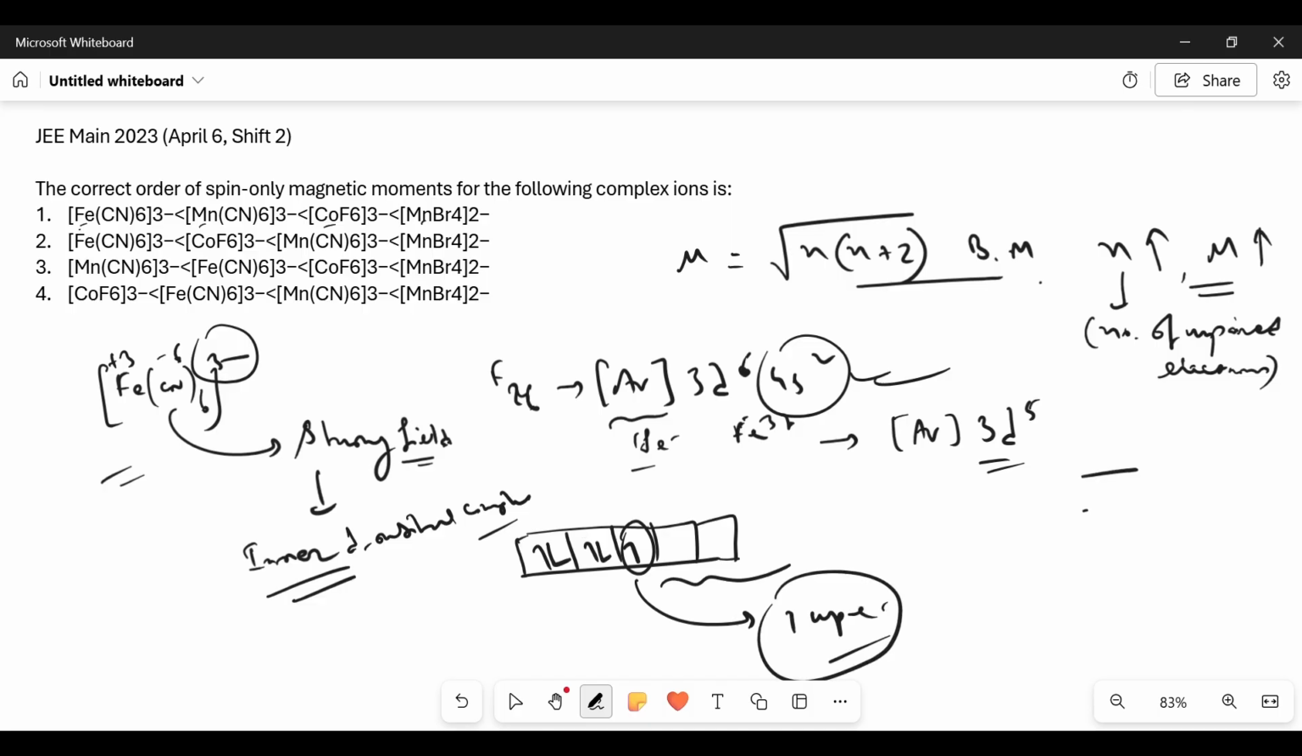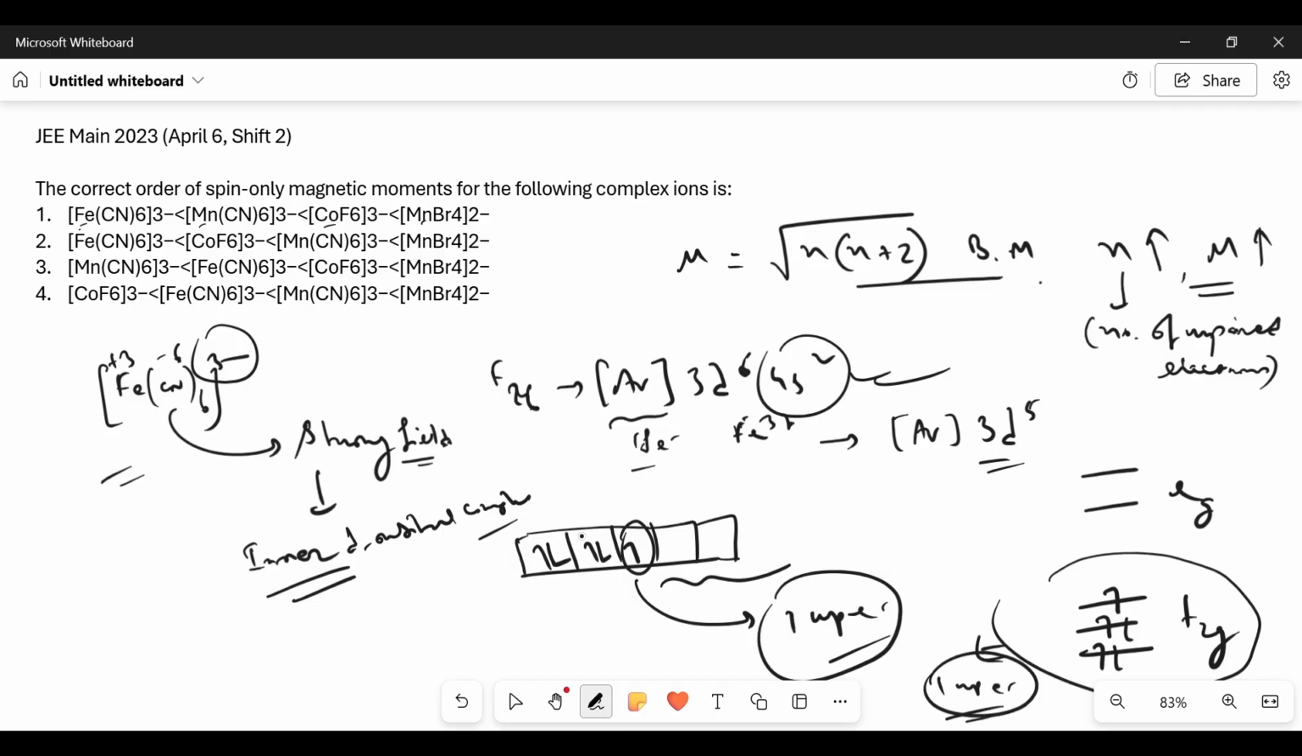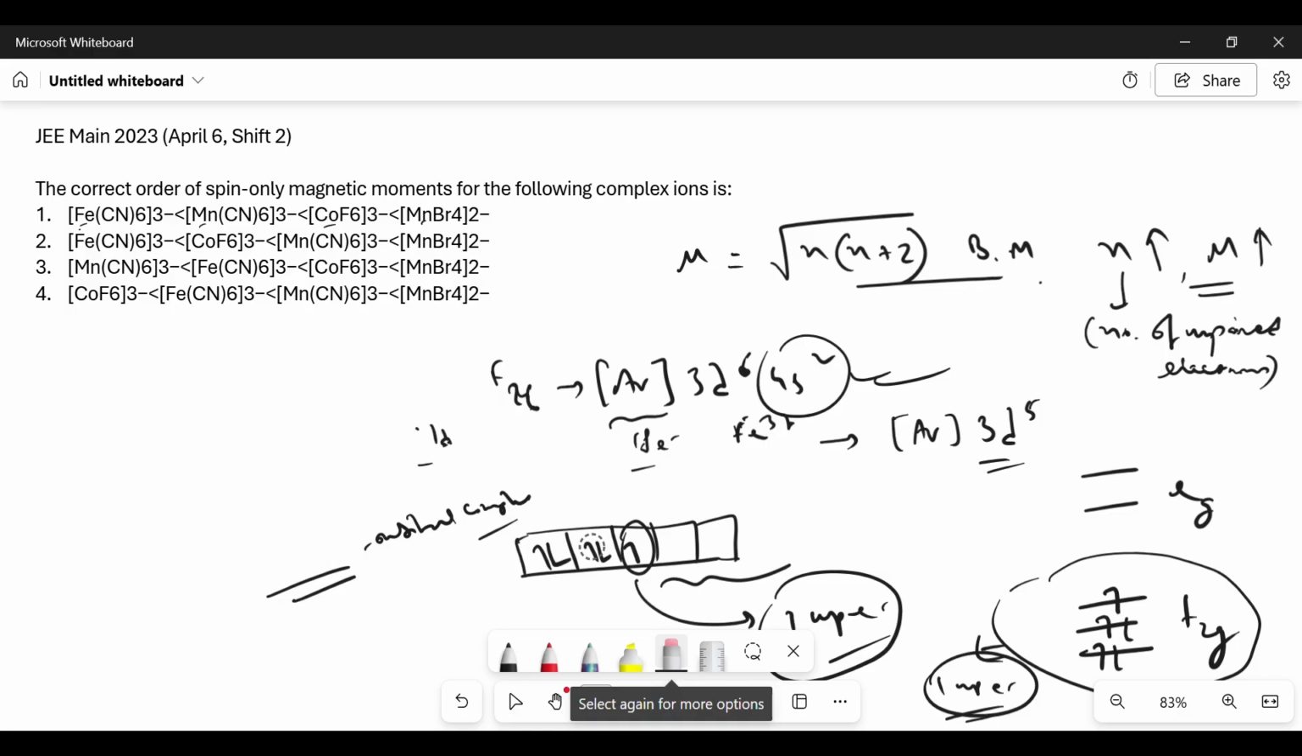In case of CFT, according to CFT, T2g and eg levels, the electrons will fill up in the T2g level: 1, 2, 3, 4, 5. So here you can cross check according to VBT and CFT, both are having one unpaired electron. Both will be the same. I am just showing you both concepts, VBT and CFT. So only one unpaired electron in case of Fe(CN)6 3 minus. Now we will check the next coordination complex.